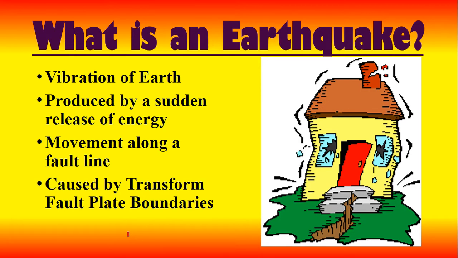A lot of things in science is all about releasing energy. There's movement along a fault line, and these are caused by those transform fault plate boundaries. Volcanoes are more associated with divergent and convergent plate boundaries, while transform fault plate boundaries are more associated with earthquakes.